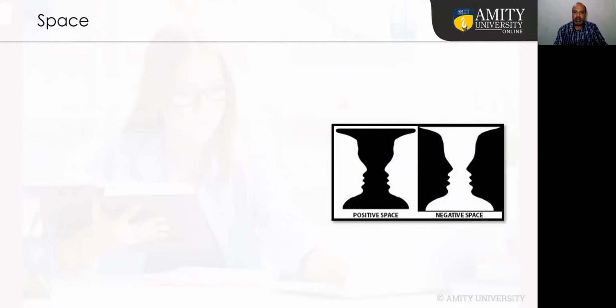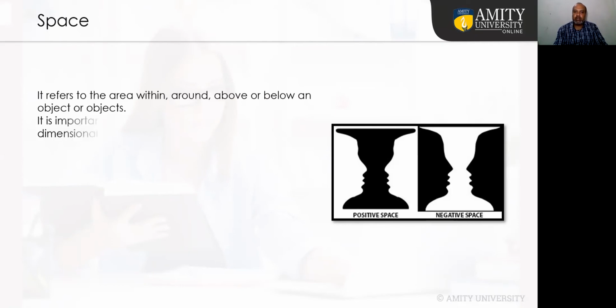The next principle is space. Space is very important in design. We discussed it earlier also. It is part of both elements and principles. Space can be divided into positive and negative. The positive is where the object takes the space, known as positive space, and just opposite, the area outside that object or element is the negative space. It refers to the area within, around, above or below an object or objects.